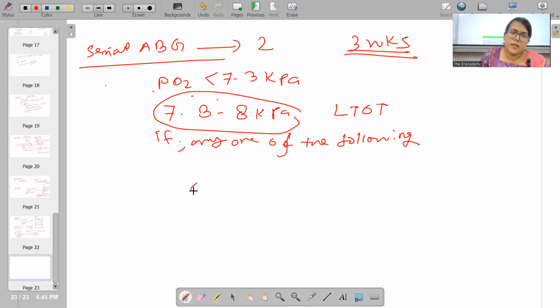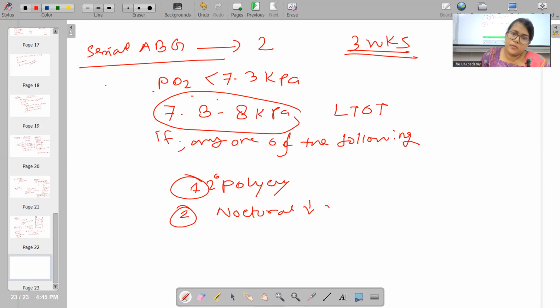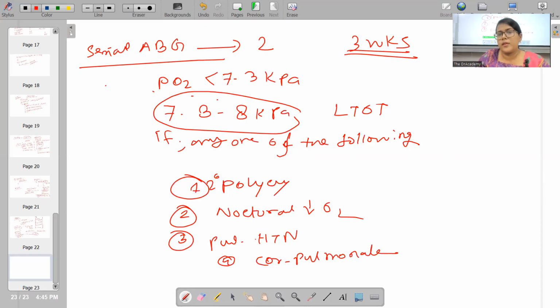So number one is secondary polycythemia. Number two is nocturnal hypoxemia. Number three is pulmonary hypertension. Number four is cor pulmonale or pulmonary edema. So if any of these features are present, then even if the partial pressure of oxygen is within normal range, you can still go for the long-term oxygen therapy, because in the long run, these kinds of patients will benefit from taking this therapy.